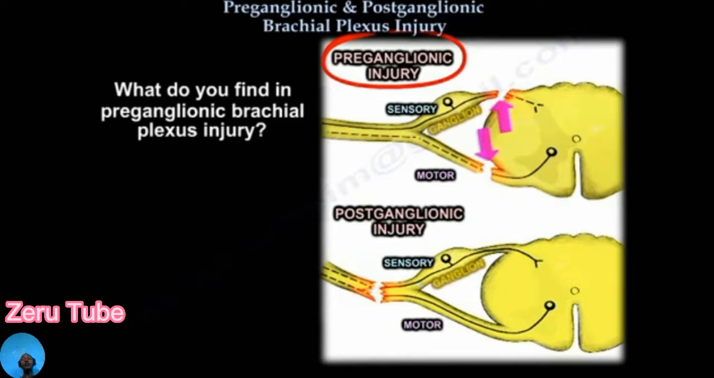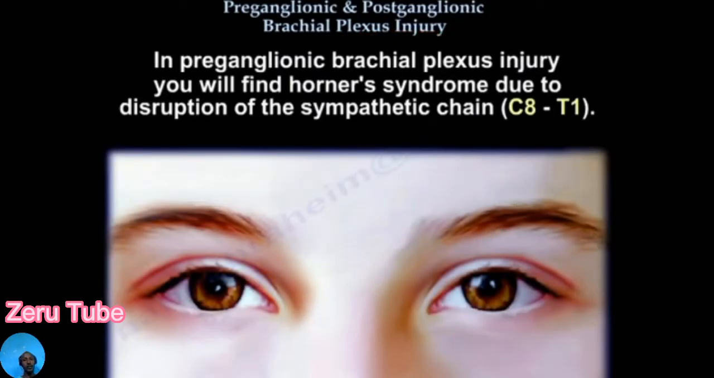Pre-ganglionic injury, now the post-ganglionic injury. Now so what typical feature tells you this is typically pre-ganglionic brachial plexus injury or this is typically post-ganglionic brachial injury? So the patient who has a pre-ganglionic brachial plexus injury has typical manifestation of Horner syndrome. ምን ይኖረዋል ማለት ነው? There is Horner syndrome. ሆርነር ሲንድራም የምንለው ምልክቶችን ያሳያል. This comes due to the disruption of sympathetic chain that is found at C8 up to T1.